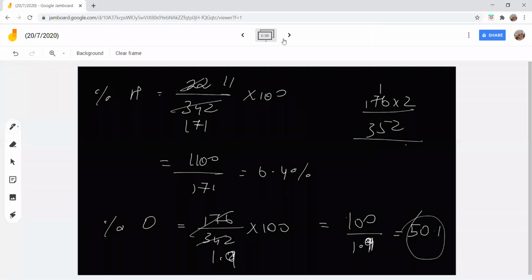You all understand, students? Okay. So the next thing that we are going to see is about empirical formula and molecular formula. Shall I go to the next part, students?